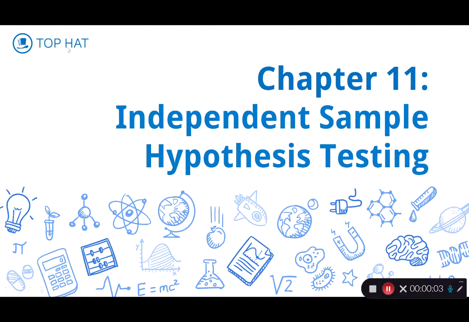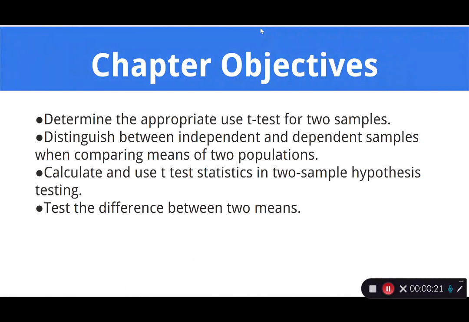Okay, this is chapter 11, two sample tests. And we're going to talk about independent samples, hypothesis test. In chapter 11, we're moving from where we were, single sample compared against a population, to comparing two different samples.